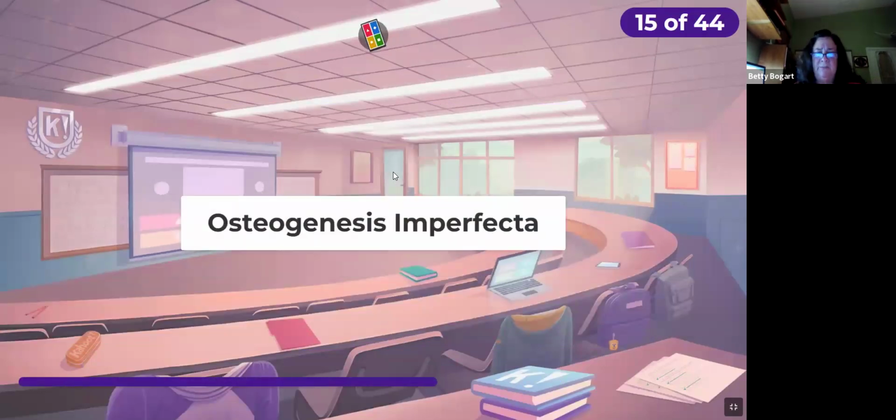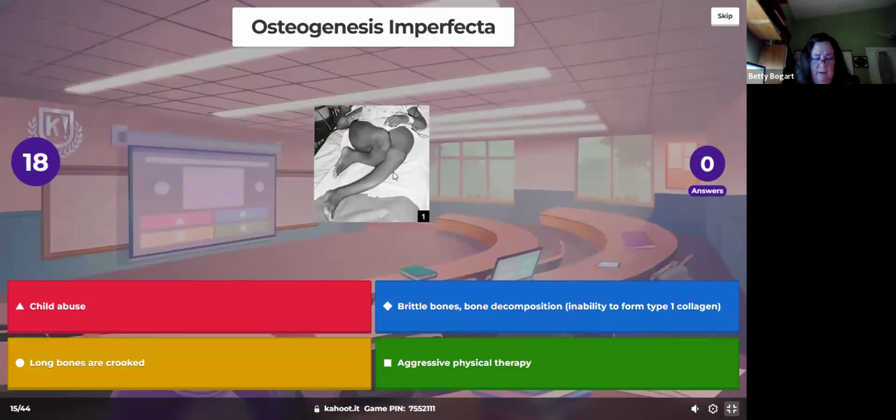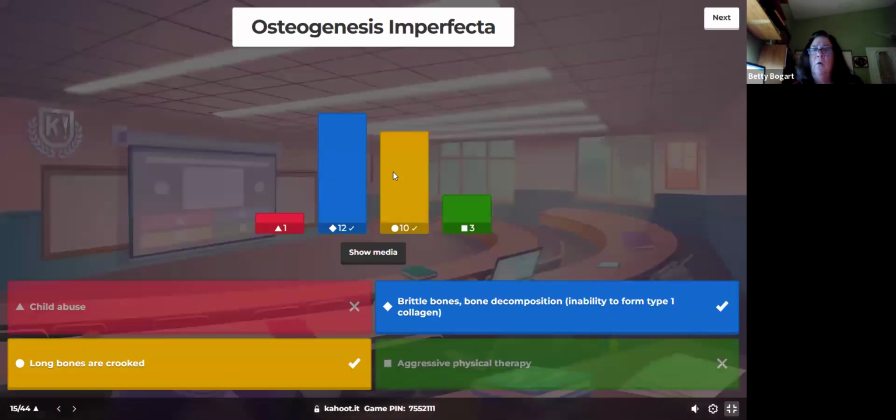Osteogenesis imperfecta. OI. So OI is congenital. It's something that's given to the baby. It's called brittle bones. We don't know why. It happens. And then everything becomes crooked. And these children you have to treat with kid gloves. As I said, I didn't even like to touch them. I would use the blanket to move them around from here to there. So no aggressive physical therapy on these children. Our goal is to try to keep these children in an alignment where they can be up and still mobile, like sit in a chair or sit in a wheelchair, okay?